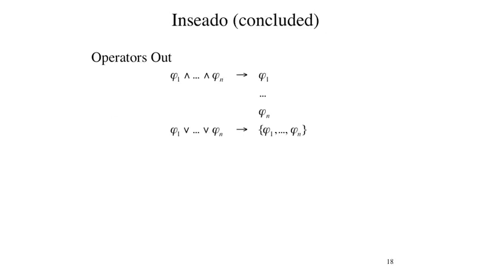And finally, the 7th step, called operators out. In this step, we eliminate operators by separating any conjunctions into separate conjuncts and by writing each disjunction as a separate clause.